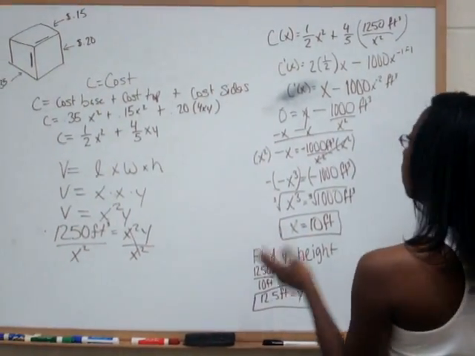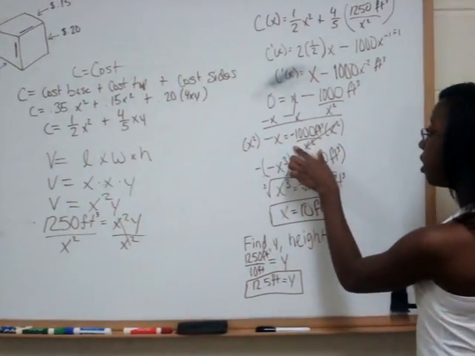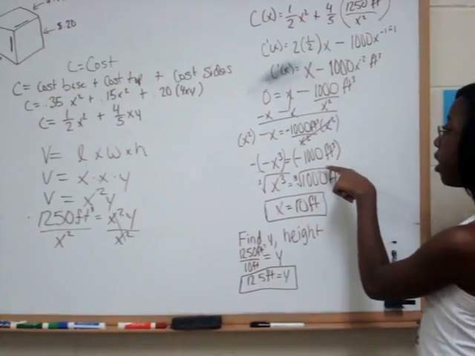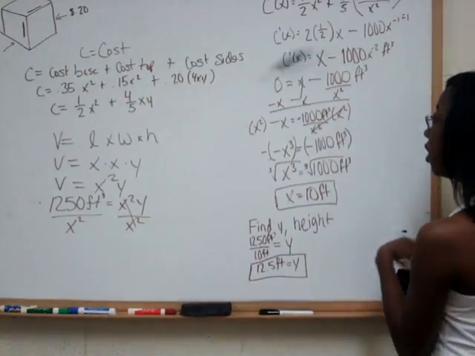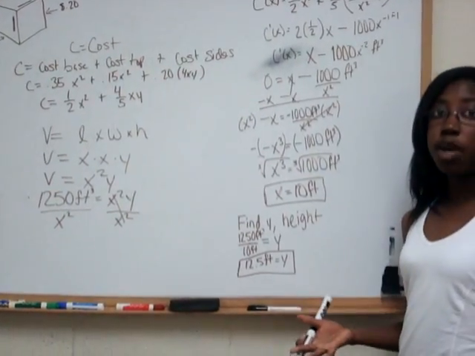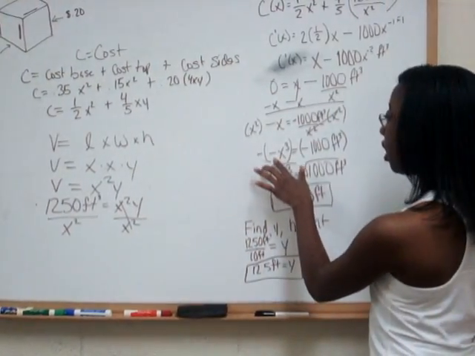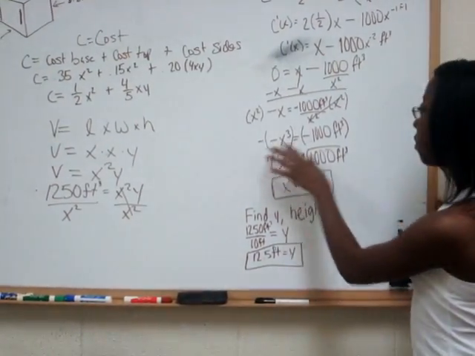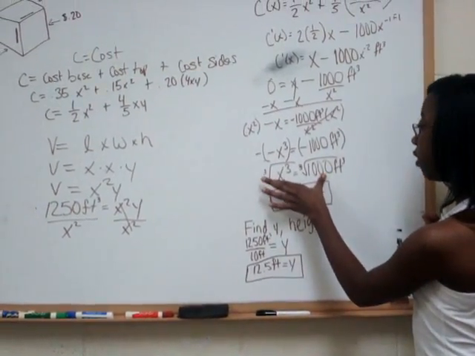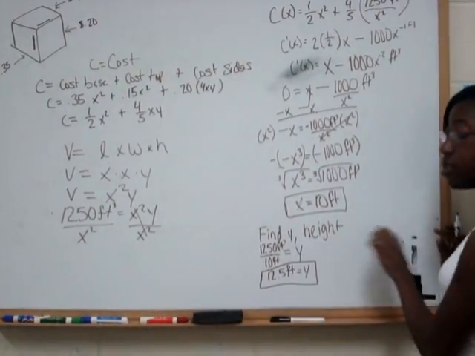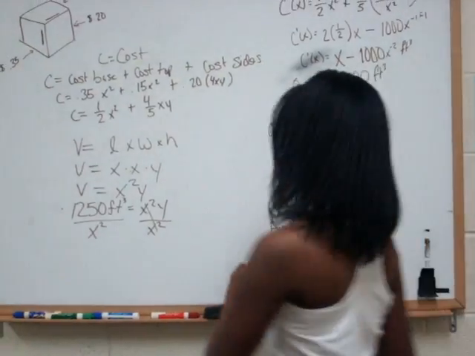Well, we subtracted x from both sides, and we got negative x equals negative 1,000 over x squared. We multiplied each side by x squared to get x squared out of the denominator, because if not, we may end up with an indeterminate, and we can't have that. So now we have negative x cubed, which equals negative 1,000 cubic feet. We took the cube roots of both sides and ended up with x equals 10 feet. So we now have one dimension.